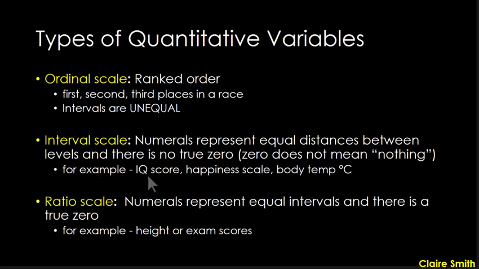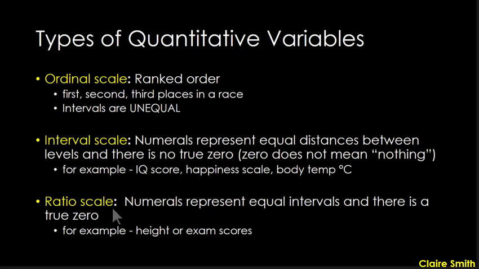So for example, IQ score, your happiness, body temperature. In all of those, 0 doesn't actually mean 0. Okay, so if you rate a happiness scale where 0 is strongly disagree and 10 is strongly agree, if you rate everything at a 0, it doesn't necessarily mean 0 happiness. It's just that on that scale you had the lowest amount. Okay, so hopefully that makes sense.